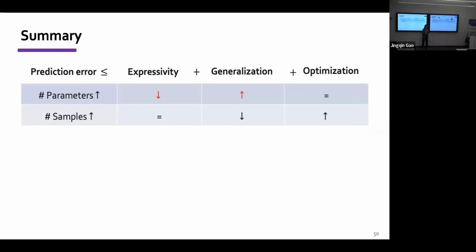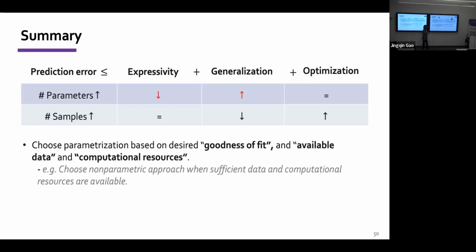When we decide how to parameterize our potential functions, if we increase the number of parameters, yes, we can reduce the expressivity or model misspecification errors, but at the same time it makes generalization more challenging. Suppose we want to include more data samples: yes, we can reduce the generalization errors, but that makes our optimization more challenging. So here comes our rule of thumb recommendation for modelers: you should decide your parameterization based on your modeling purpose and on what data or computational resources you have.